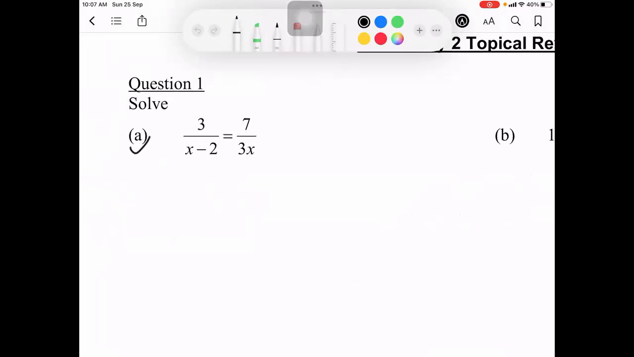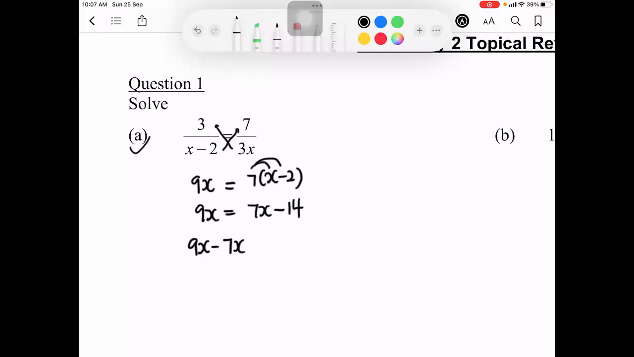Okay, first question, how to do this one? We can do cross multiplication. Correct? We cross multiply. You all don't answer me, I'm very awkward. We cross multiply, the equal sign stays in the center. So this is 3 times 3x, which gives you 9x. This one is 7 times x minus 2, we expand. So you get 9x equals 7x minus 14. Then you subtract: 9x minus 7x equals negative 14.